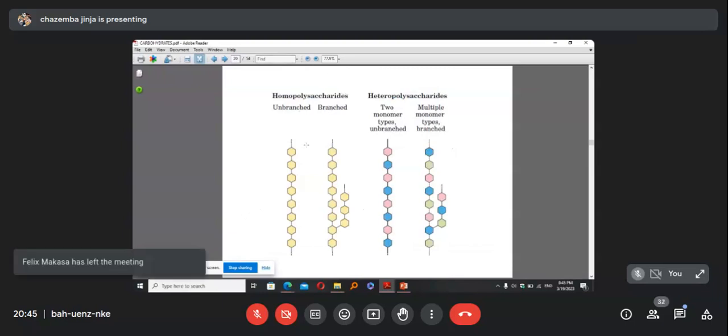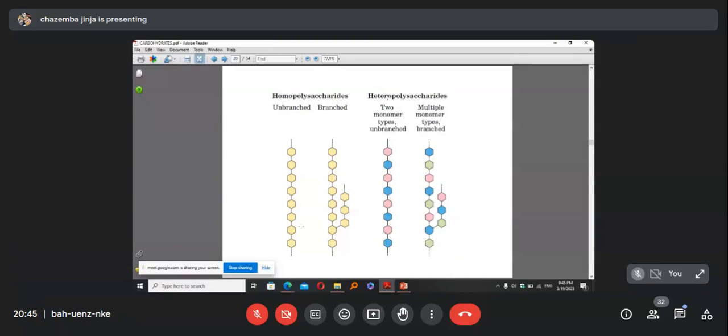It can be linear. Notice that even just from the color coding, it's made simply from one monomer repeating unit. Then we have this, still a homopolysaccharide. The only difference is that it's a branched homopolysaccharide.